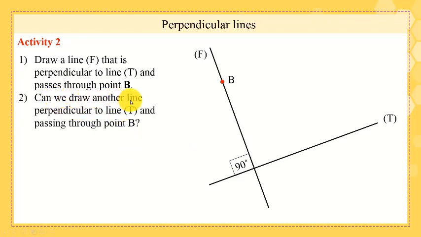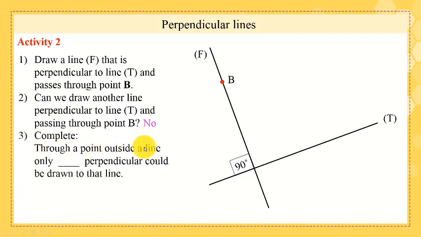Can we draw another line perpendicular to line T and passing through point B? Of course, no. Complete. Through a point outside a line, only one perpendicular could be drawn to that line.